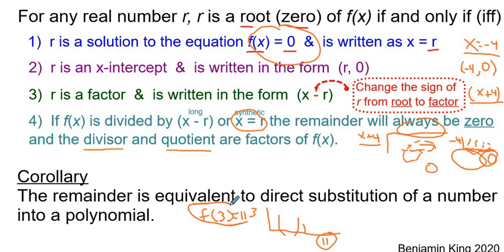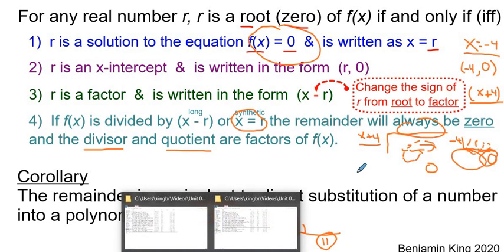So that's a lot of talking. Why don't we look at some examples? Most students understand this better when you see concrete examples. So that's what we'll do next.